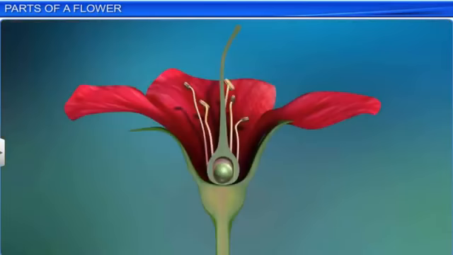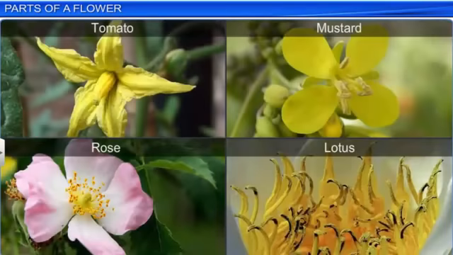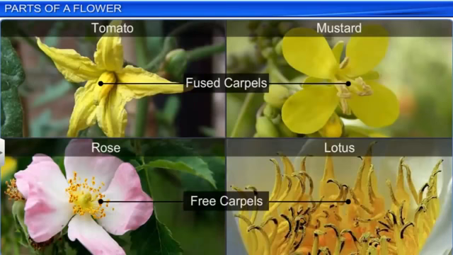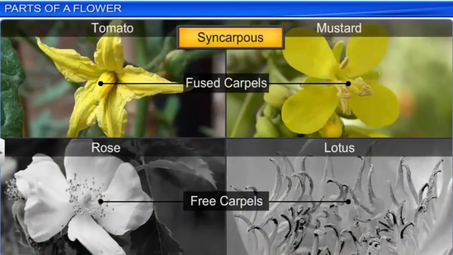Now the innermost whorl is the gynoecium. It consists of 1 or more carpels, which are the female reproductive organs of a flower. The carpels can be either fused or free. For example, in tomato and mustard, the carpels are fused and are called syncarpous, while in rose and lotus, the carpels are free and are called apocarpous.